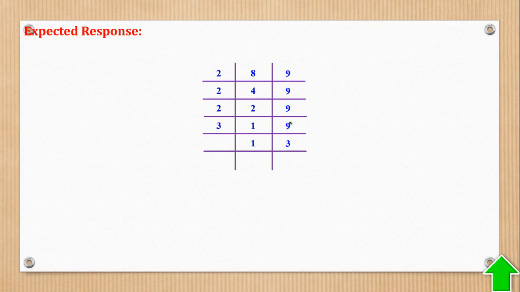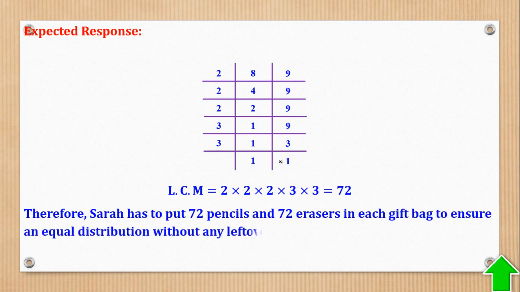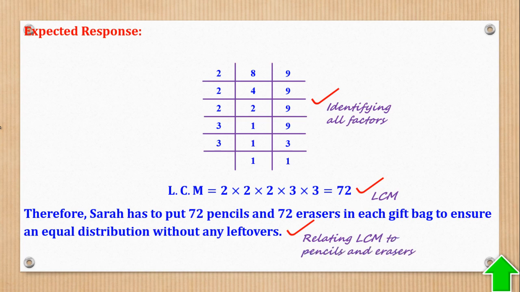Then now this, so here I've already reached 1, so I'll need this. This divided by 3 is 3. And this divided by 3 is 1. So when all are 1, you can stop there and the product will be the LCM. So I can conclude that Sarah has to put 72 pencils and 72 erasers in each gift bag to ensure an equal distribution without leftovers. And that's what they wanted.